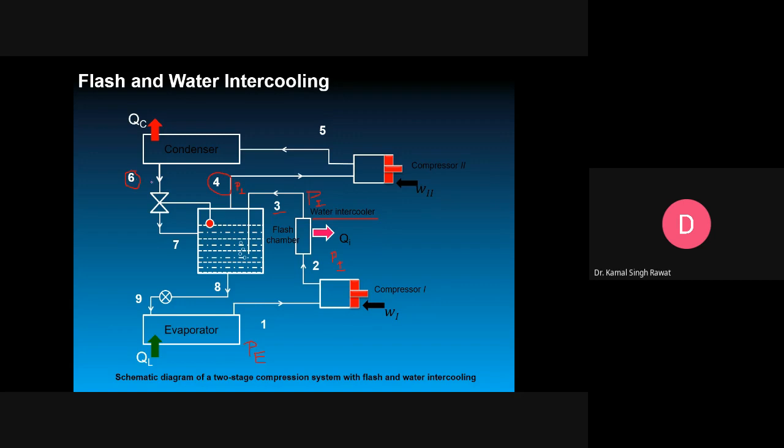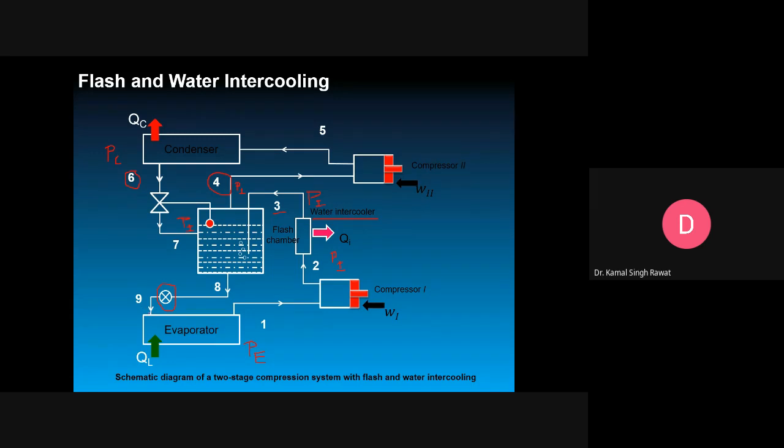Now this entire liquid is expanded from the condenser pressure to the intermediate pressure, like we have done in the flash gas removal system. And in the flash chamber, we have separated the liquid and the vapor. So liquid is coming out and sent to the evaporator through this expansion valve. So 8 to 9 is isenthalpic expansion.